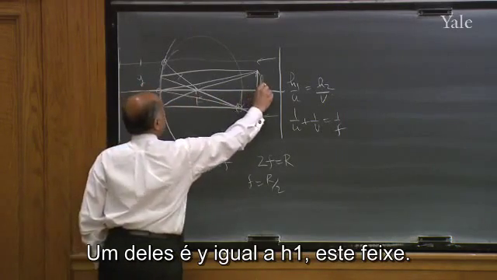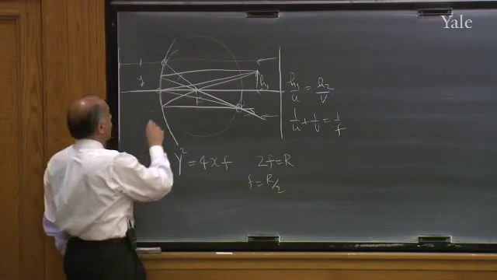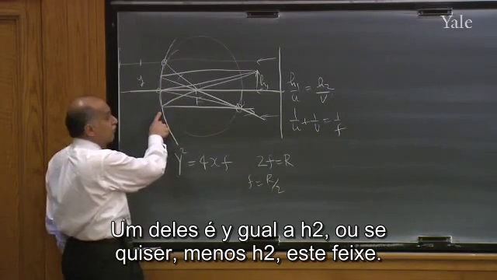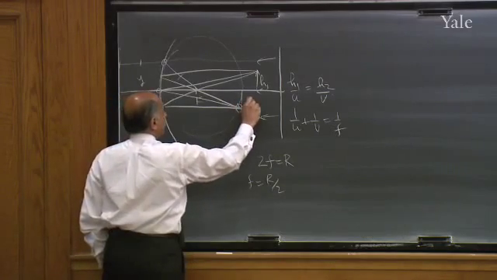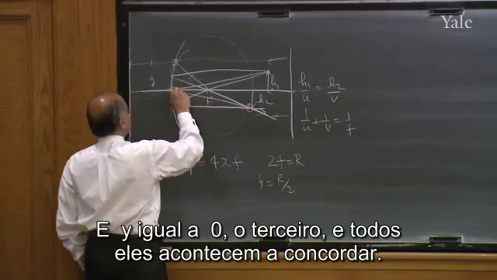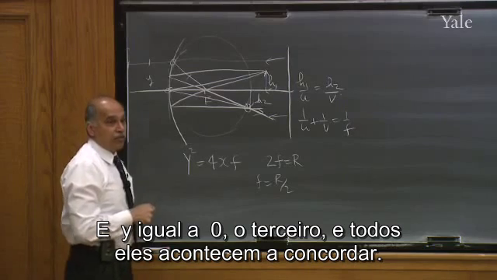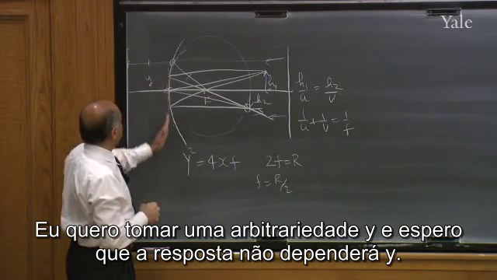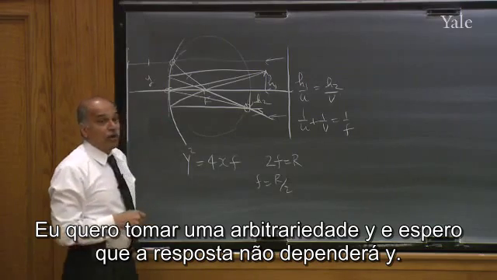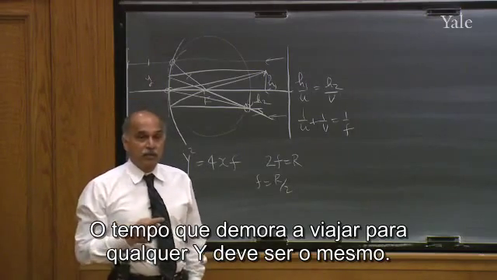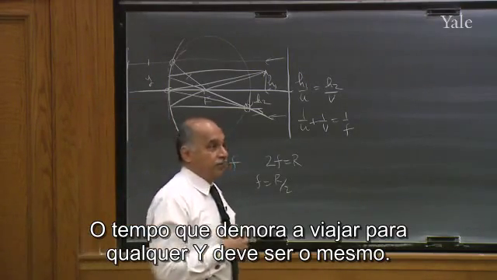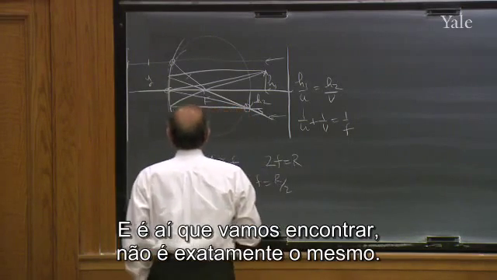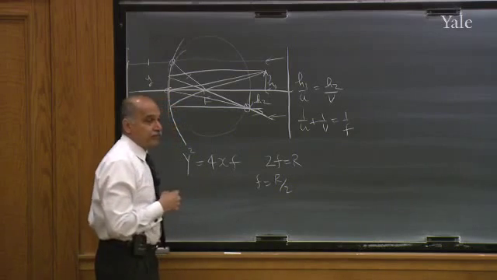One is y equal to h1, this beam. One is y equal to h2, or if you like, minus h2, this beam. And y equal to 0, the third one, and they all happen to agree. I want to take an arbitrary y and hope that the answer will not depend on y. The time it takes to travel for any y should be the same. And that's where we will find it is not exactly the same.